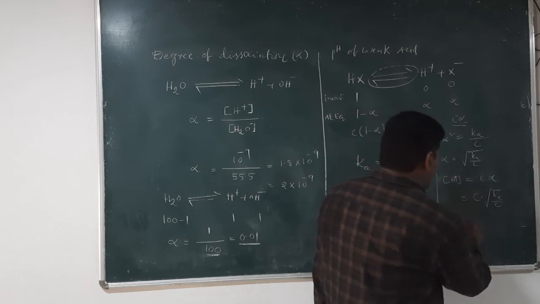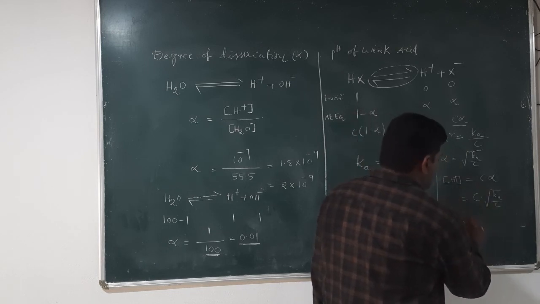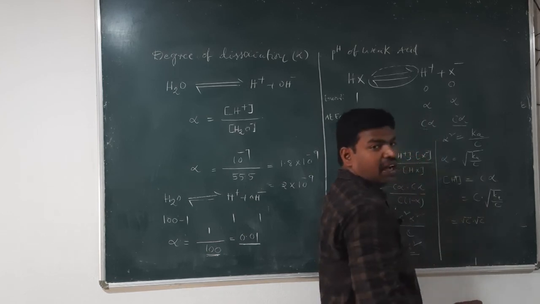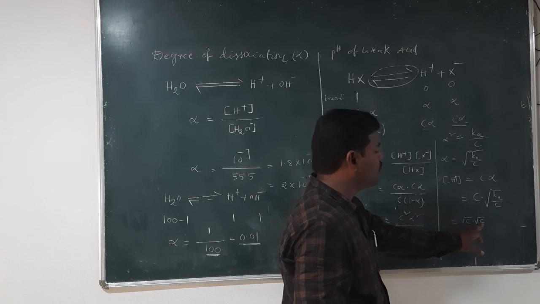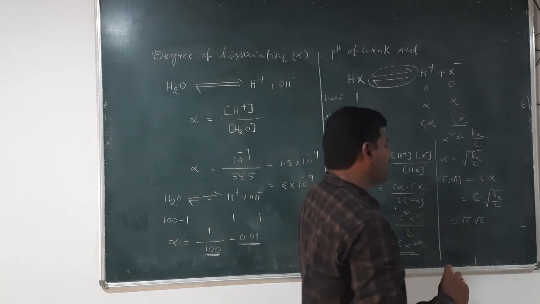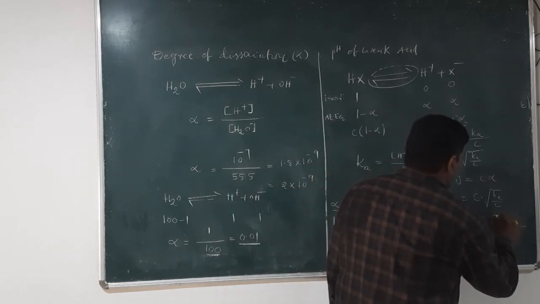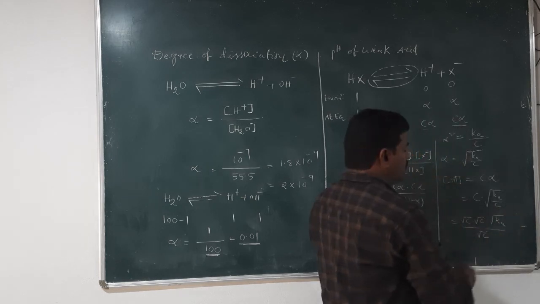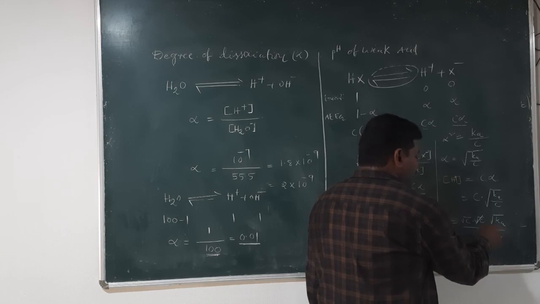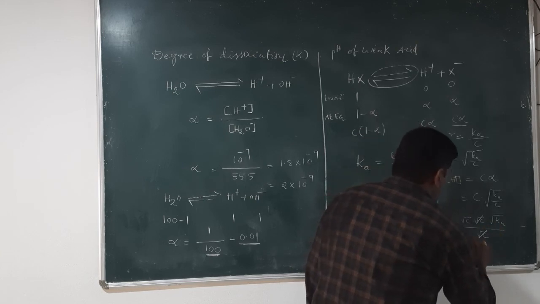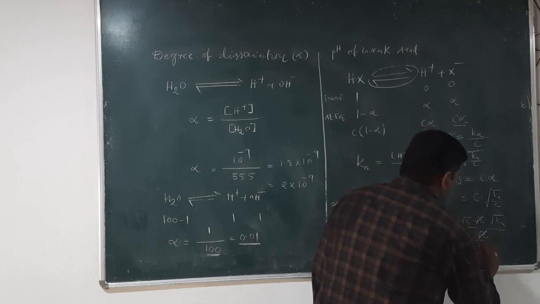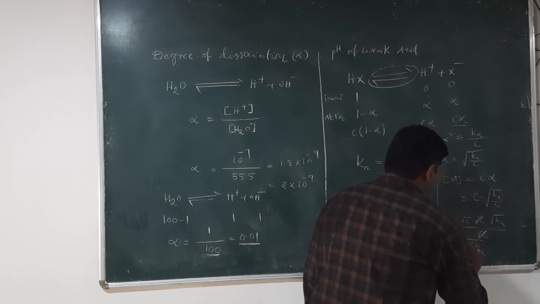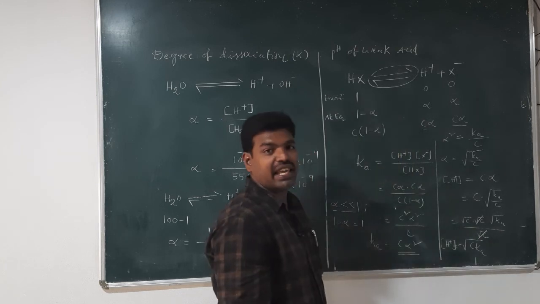Okay, we can write this C as root C into root C. So the multiplication of root C into root C gives C. So it is root Ka and root C. Root C cancels, and it gives root C Ka. So the concentration of H plus ions is root C Ka.